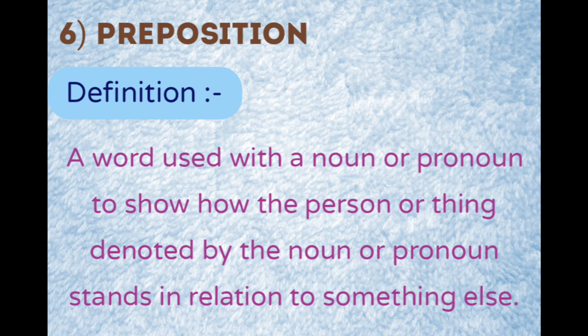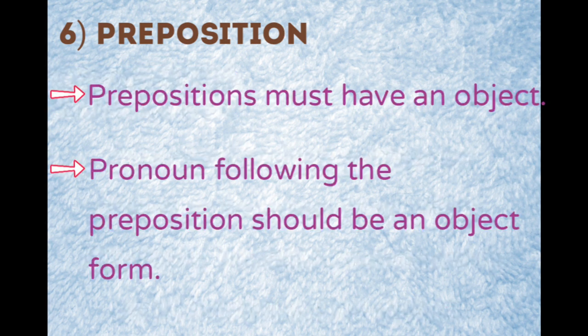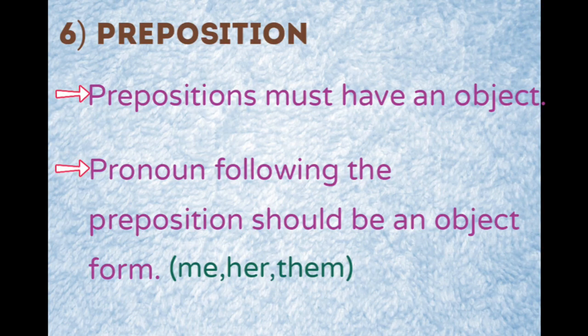A preposition is a word used with a noun or pronoun to show how the person or thing denoted by the noun or pronoun stands in relation to something else. Or you can say it is used before a noun or pronoun to show time, place, direction, location, relationship, or to introduce an object. Prepositions must have an object. Also, a pronoun following the preposition should be in object form, for example, me, her, them. They should not be in subjective form.